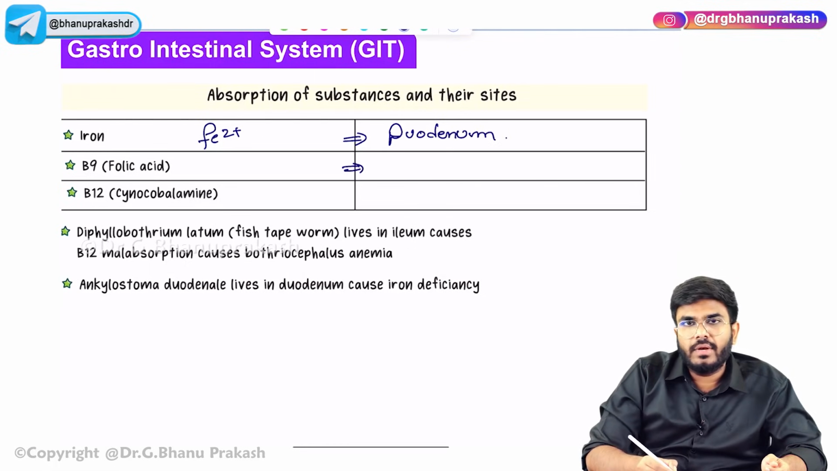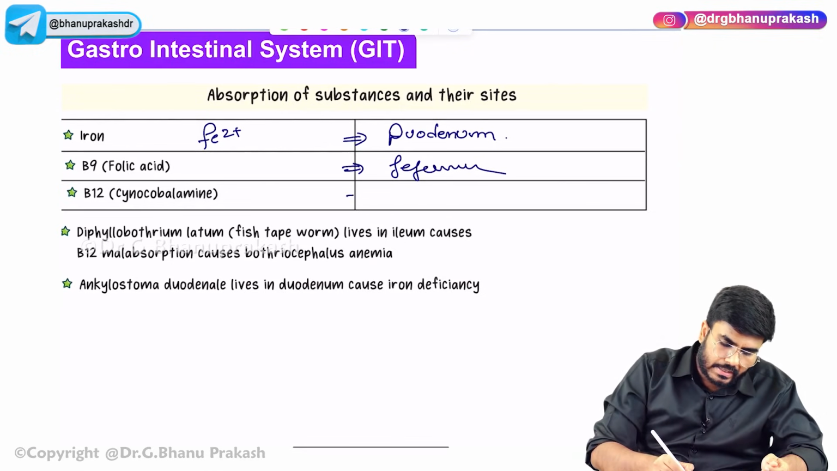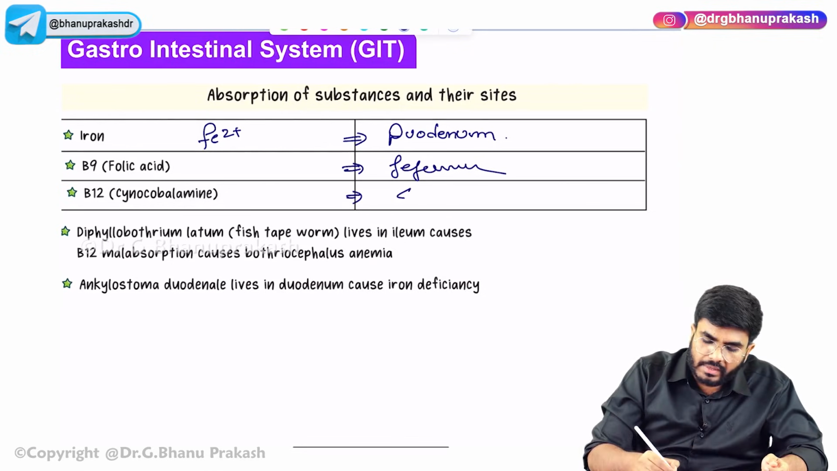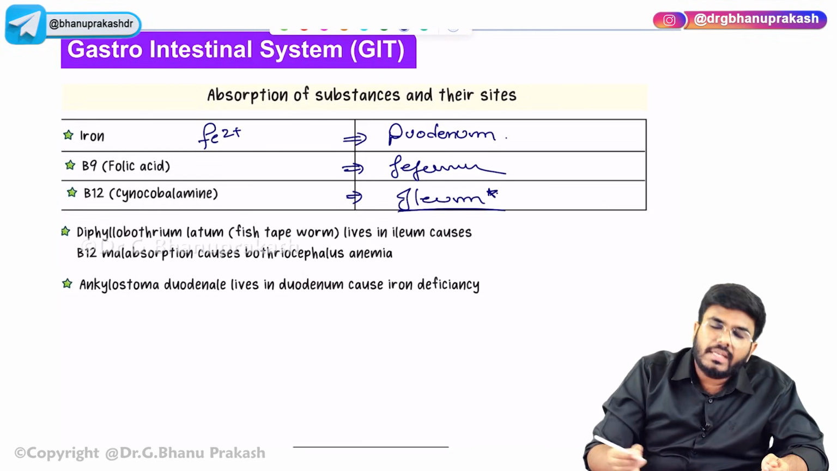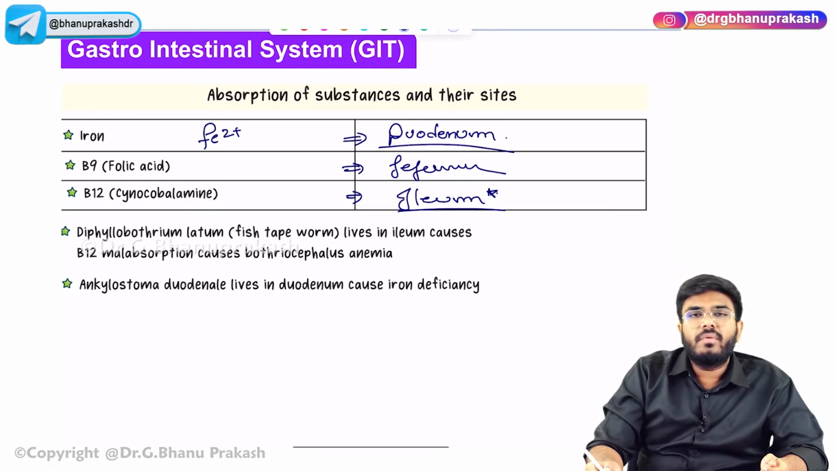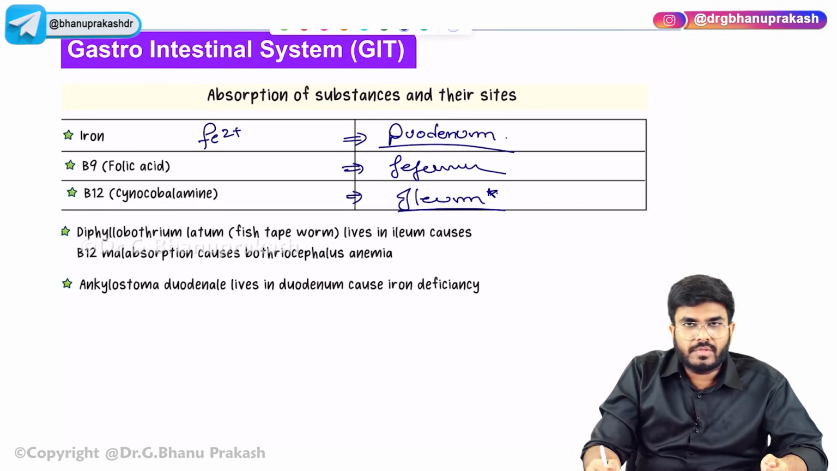Vitamin B9, that's folic acid, will be absorbed in the jejunum. And vitamin B12, the cyanocobalamin, will be absorbed in the ileum. So, if there is any problem with the ileum or the duodenum, then iron absorption will be affected and B12 absorption will be affected.